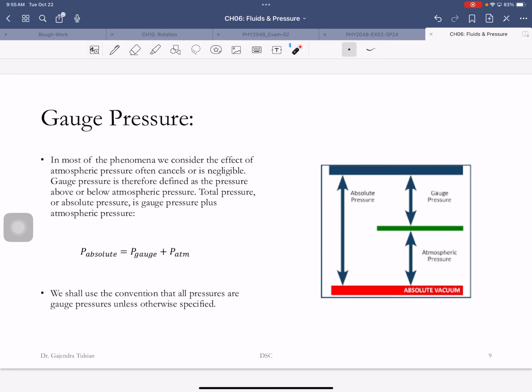What is 1 atmosphere in height of mercury? We mentioned that? Very good. 760 millimeters of mercury.